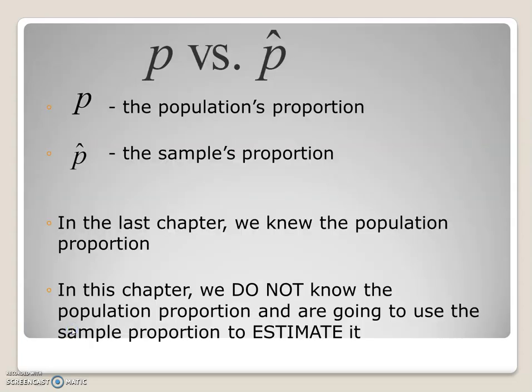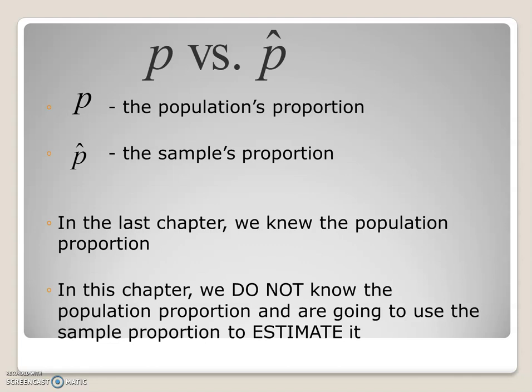So first I want to talk about P versus P hat. P is the population's proportion. P hat is your sample proportion. So when we did chapter 18, we were dealing with P. We knew the population proportion. Now we do not. We call it P hat.